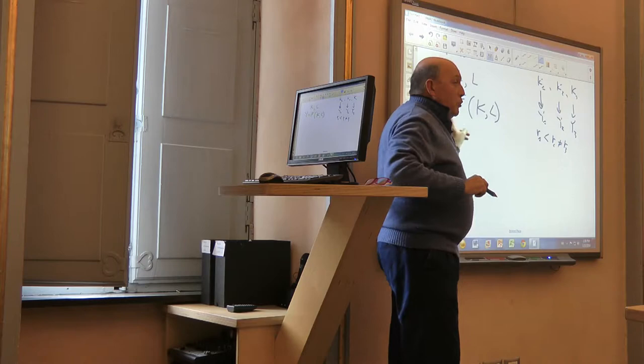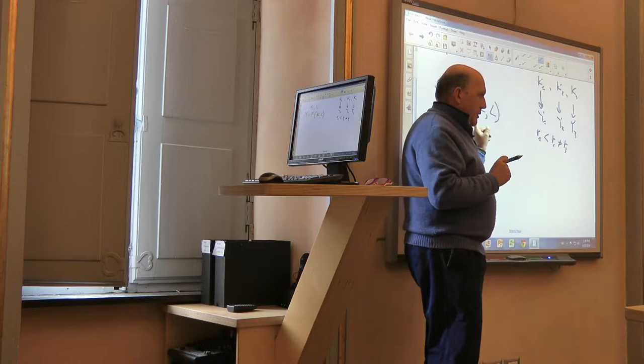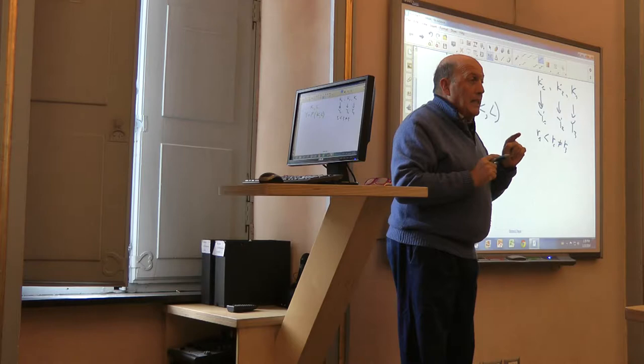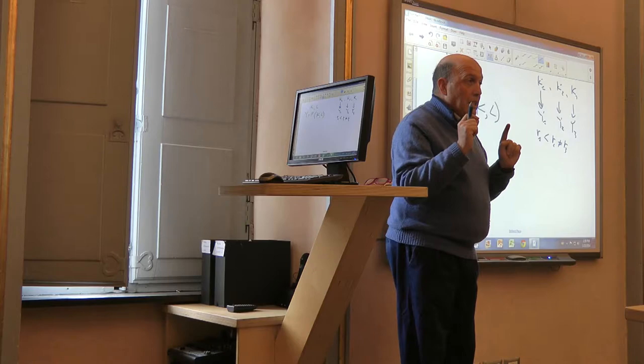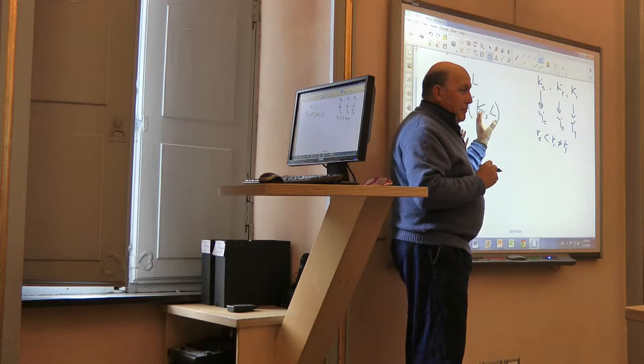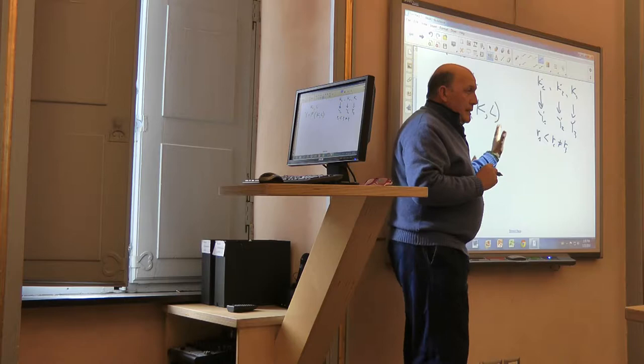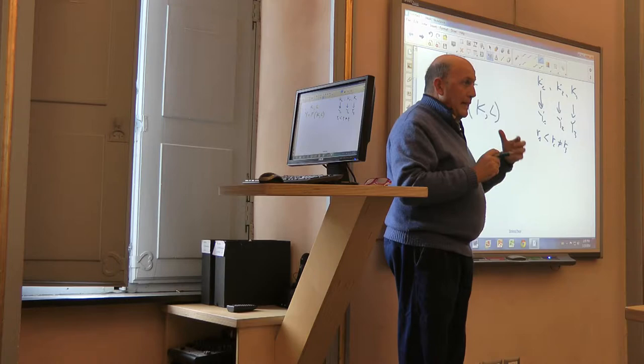Constant returns to scale to the two factors together. But in relation to each factor, it is diminishing returns. Not constant returns, diminishing returns. In other words, if you increase one factor and you keep the other factor given, then output will increase but at a lesser rate. You follow me? Exactly like the principle of diminishing marginal utility.